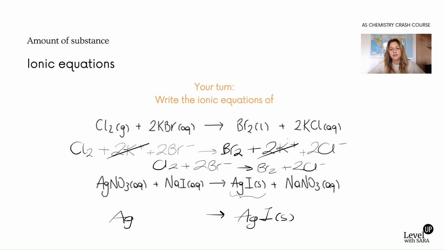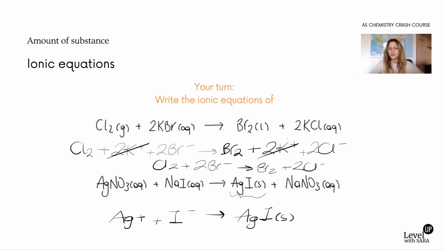We would have silver plus, we know its charge from their ratio with the iodine, and iodine as I minus, because we know its ratio. We could also include the state symbols, which will be the same as the ones in the equation. Okay, I hope ionic equation makes sense for you.